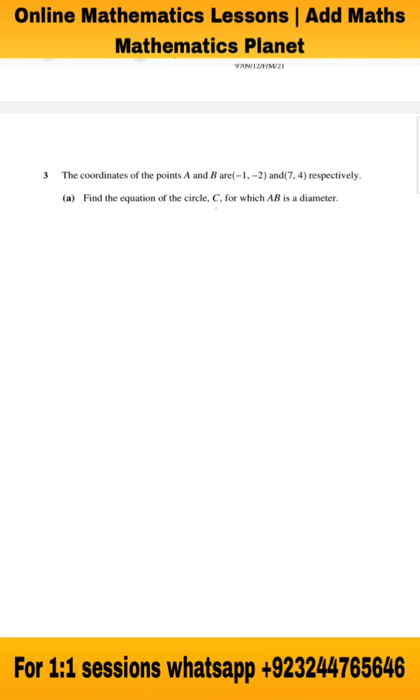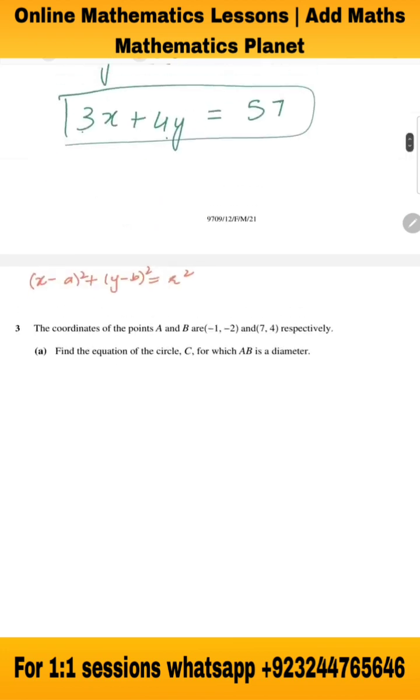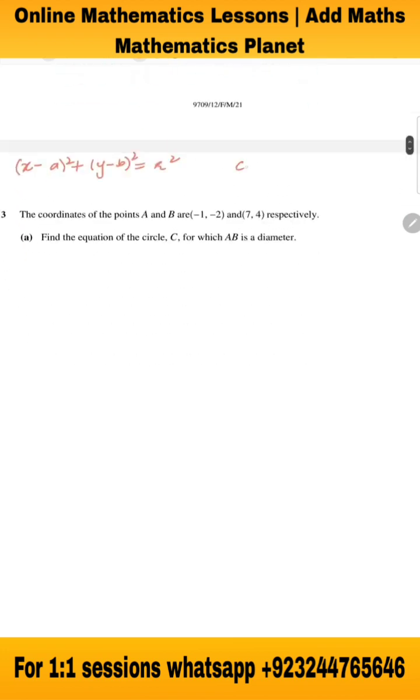So to find the equation of the circle, we should know (x minus a) whole square plus (y minus b) whole square is equal to r square. To find the equation of the circle C, we should know two things. One is the center of the circle and the other is the radius of the circle. Okay, to find the center of the circle, first of all we have the coordinates of the points A and B. So this is the diameter of the circle, so we have to find the midpoint, which will give us the center of the circle.